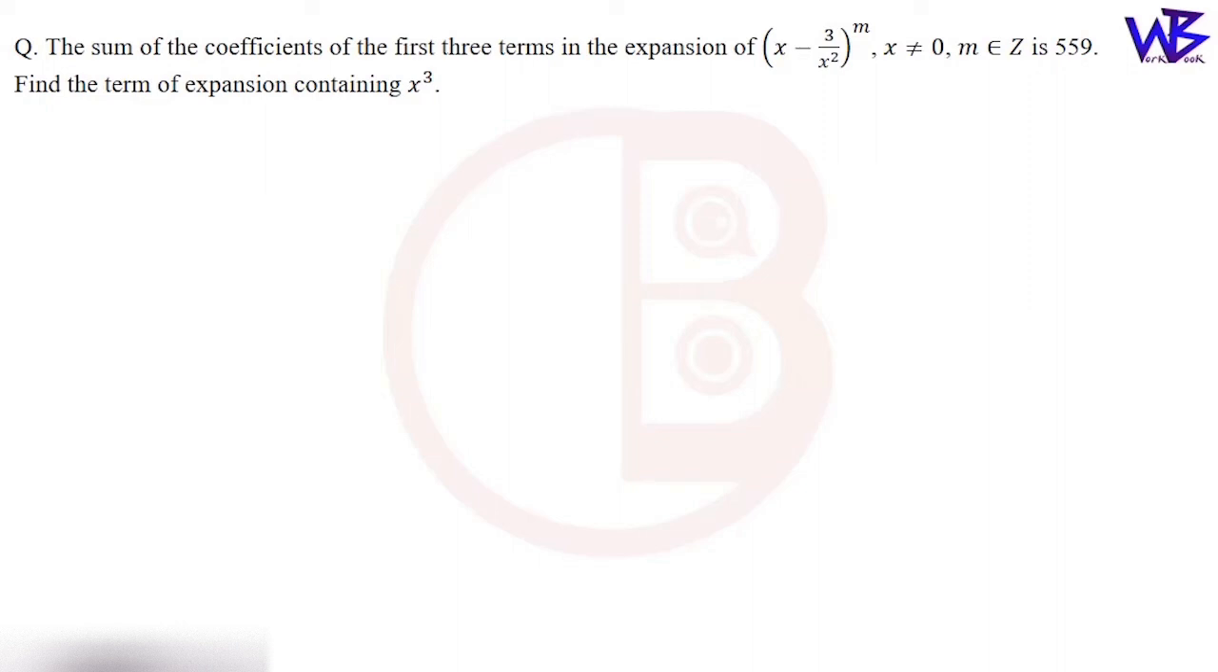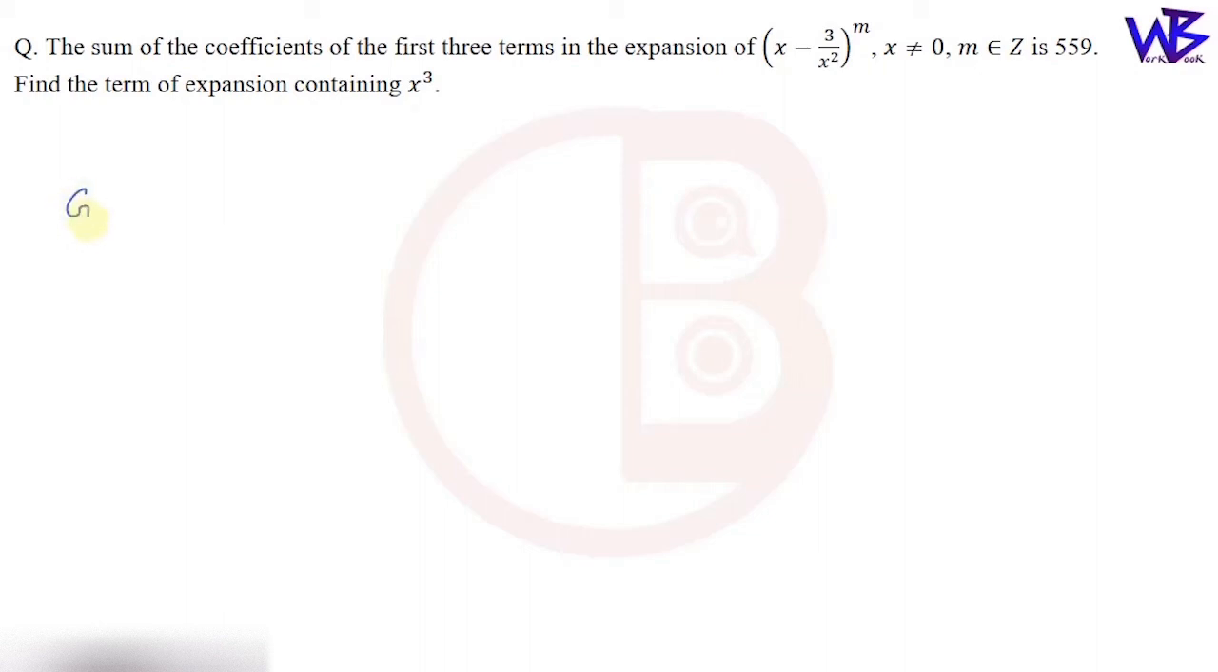The question says that the sum of the coefficients of the first three terms in the expansion of (x minus 3 upon x square) whole to the power m, where x is not equal to 0 and m belongs to the set of integers, is 559. Find the term of expansion containing x cubed. Let's see how we can find that term.